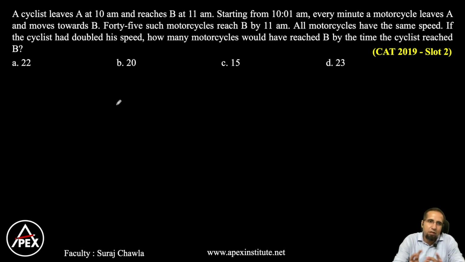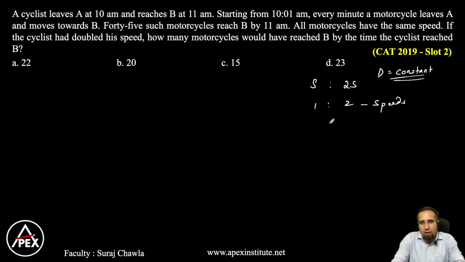Now, why is this question in this model? Because I am told that initially the speed was S and now the speed became 2S for the same distance. That means distance is constant. When distance is constant, we know that speed is inversely proportional to time. Got the logic here? Right? So if the ratio of the speeds is 1:2, that means the ratio of time taken becomes 2:1. Clear? If the speed is doubled, the time taken becomes half.